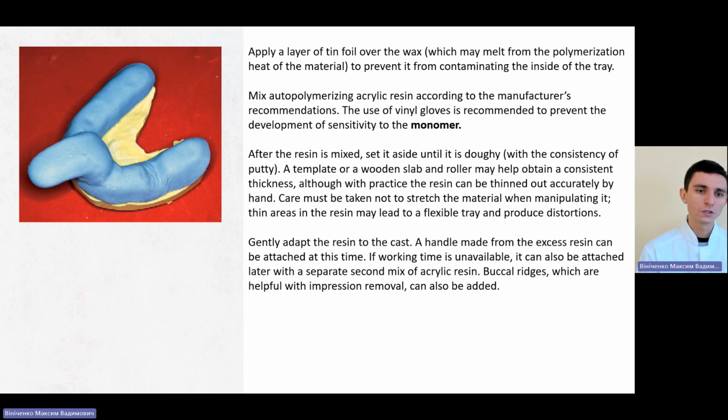A template or a wooden slab and roller may help obtain a consistent thickness, although with practice the resin can be thinned out accurately by hand. Care must be taken not to stretch the material when manipulating it. Thin areas in the resin may lead to a flexible tray and produce distortions.